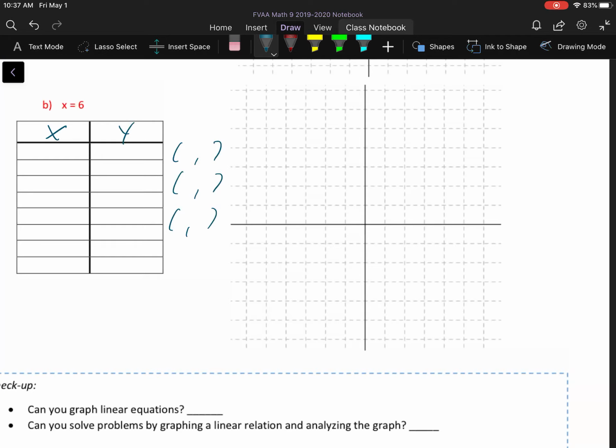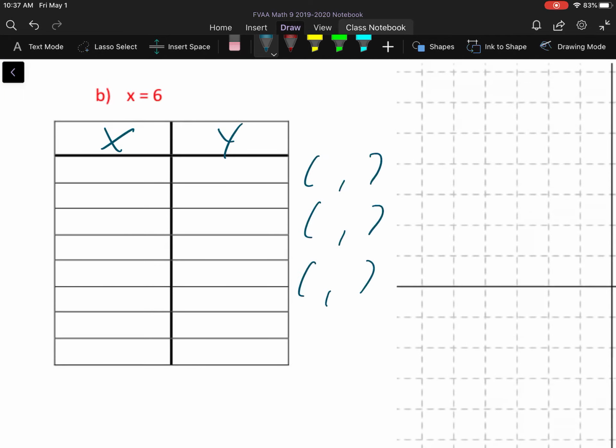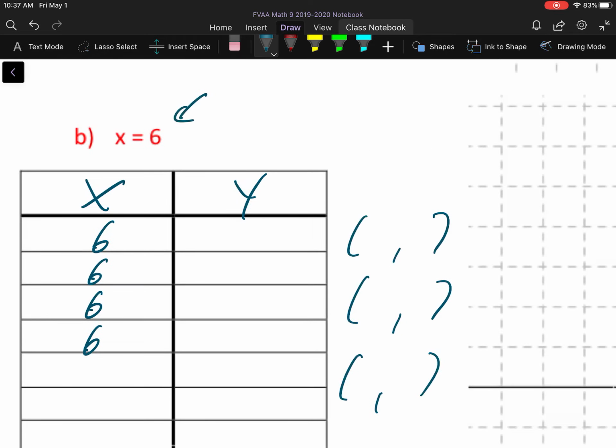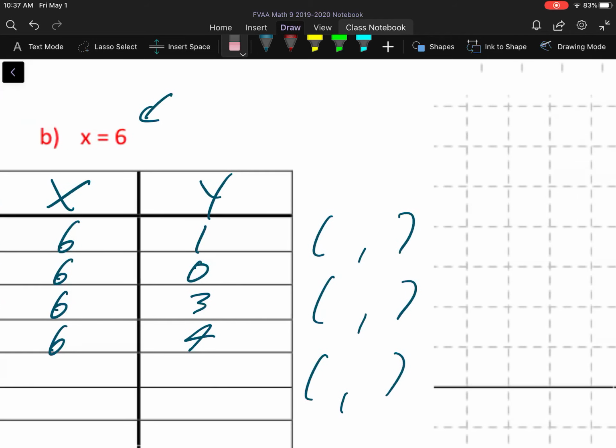All right, hopefully that went well for you. In this situation, x is always equal to 6. X cannot be 0, 1, 2, 3, 4. It's always equal to 6. Okay? But y can change. Y is not even in this equation. So y can be whatever you want. Y can be 1. Y can be 0. Y can be 3. Y can be 4. Doesn't matter. Okay? We should probably put them in order though. So I'm just going to flip 0, 1.